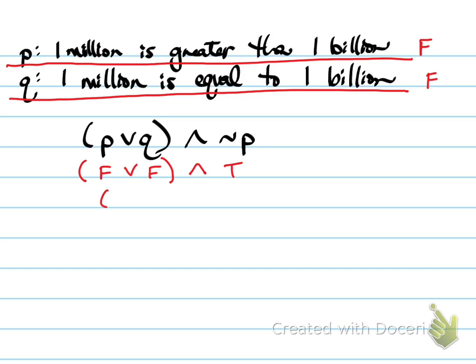Okay, now let's work in the parentheses. False or false. Ors are true if at least one is true. Neither of these is true, so it's false. Bring down your and your T. I don't really need those parentheses. They're not doing anything. And then for a conjunction, how does a conjunction work? For an and to be true, they both have to be true. So this is false.